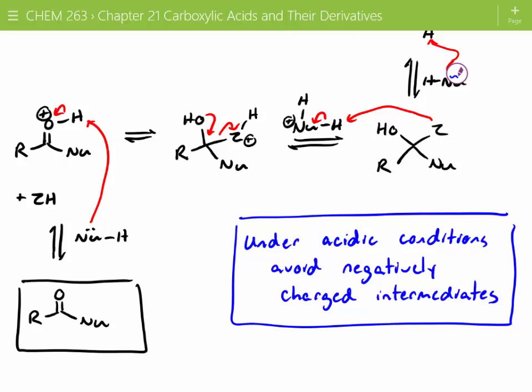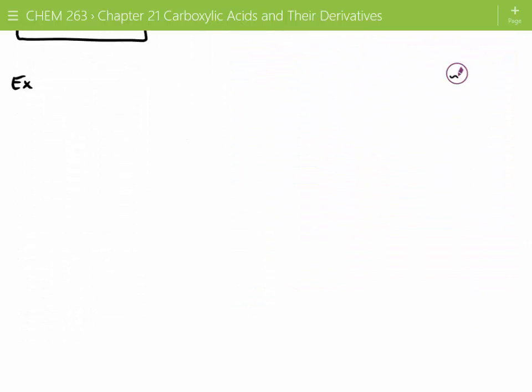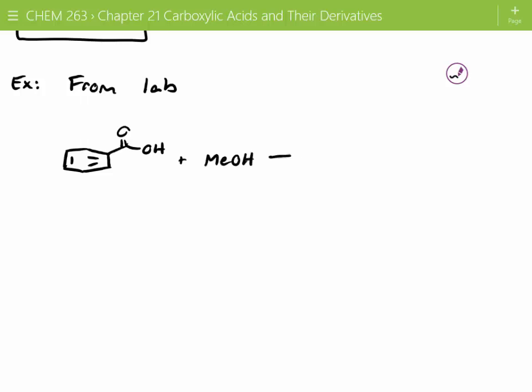All right, so I think we've got enough time to go through one practice mechanism. And this is one that's relevant to lab. And I chose this so that you guys could see what's going on. So in lab, many of you made benzoic acid in one of your early steps from acetophenone. And then you added in methanol. You added in catalytic acid. And then you got out an ester.